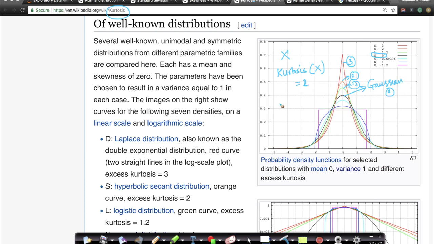And if you tell me that I have a random variable y with a kurtosis of, let's say, 0.5, I know that it's going to be much flatter. Or if you tell me that I have negative kurtosis, negative kurtosis basically means that my distribution has less peakedness than my Gaussian distribution. So kurtosis measures the peakedness of distributions.